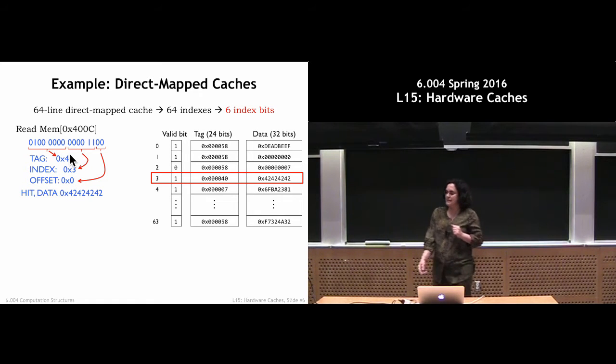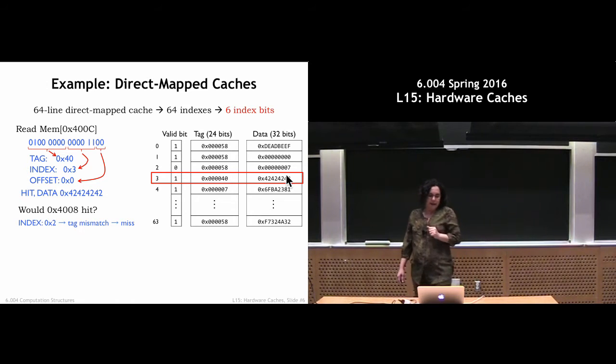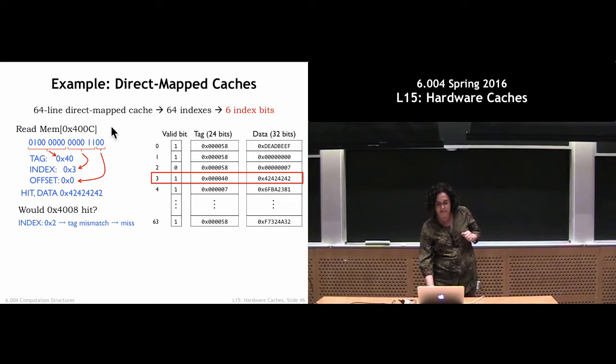Okay, and so what happens? I go ahead and look at the data that's on that line, and I give that data back to my processor. Okay? Now suppose I looked for the address 0x40000008. Well, in binary, this is exactly the same, except that down here, my index, instead of being a 3, is a 2. So is this address in my cache? No.